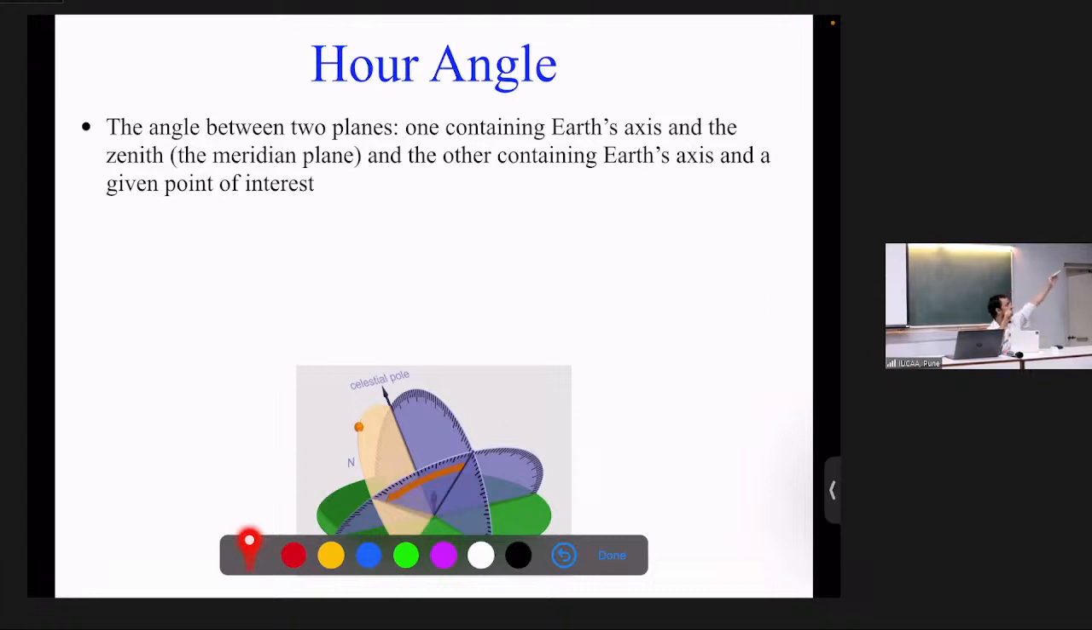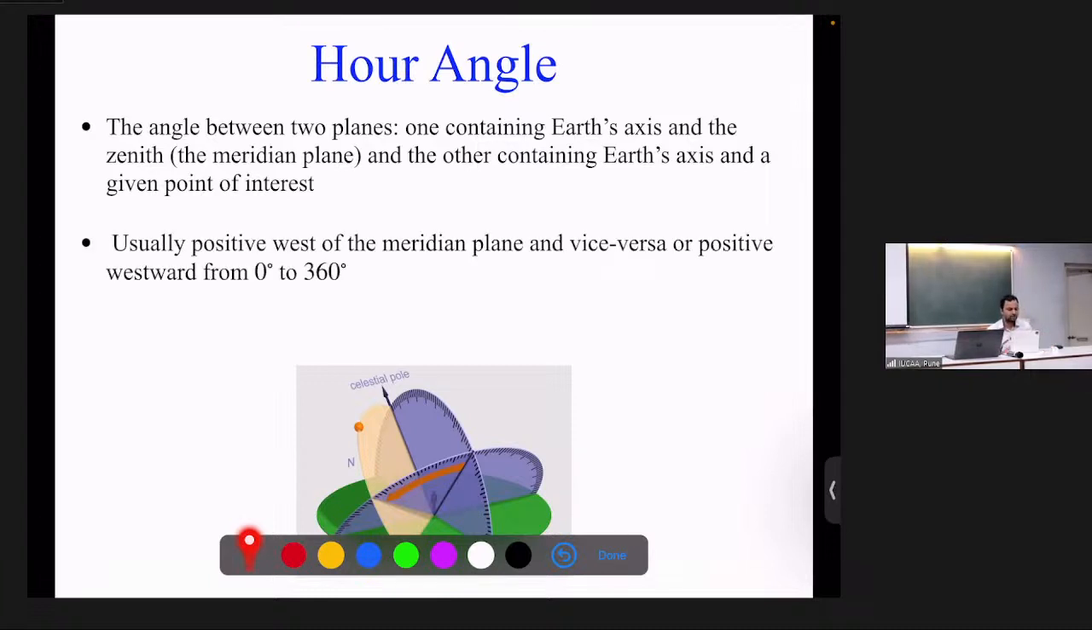So my source is there, my celestial pole is this, so this plane. Basically, you can say it's like connecting a plane with your point of interest and the north pole. So one plane is this, one plane is this, and the angle between them is called the hour angle. This is a convention: if you go west of the meridian plane, suppose this direction is west, you say it's positive, or you say it's negative, or you can use geometry.